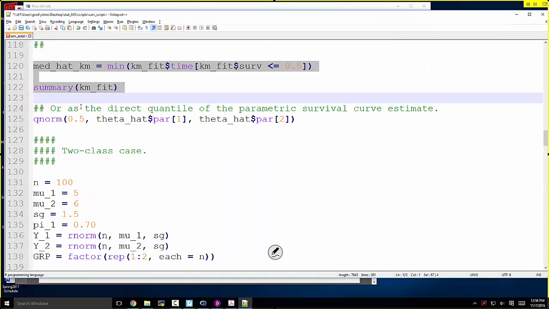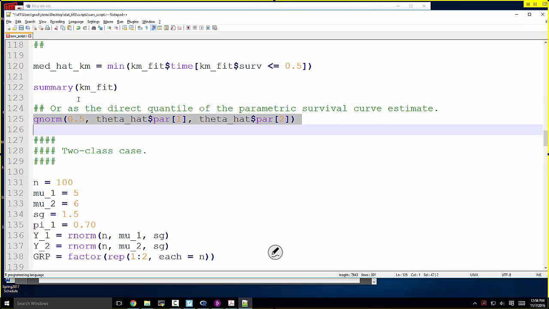With a parametric survival curve estimate, you could just ask for a percentile directly. If I'm saying the survival times are normally distributed, and now I have estimates of mu and sigma, I can just ask for what is the median of that corresponding normal distribution.